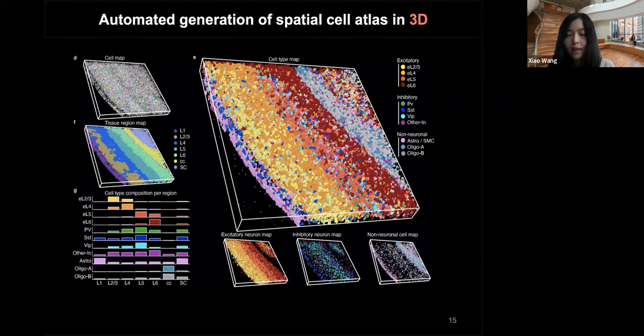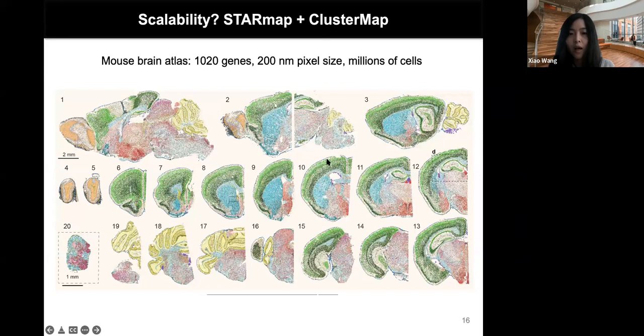Because we now have a really scalable experimental approach and computational approach to do cell typing inside the mouse brain, we first generated a really large scale mouse brain atlas with very high resolution. Here is one panel showing that we can conduct whole mouse brain cell typing with more than 1,000 genes measured directly at a 200 nanometer pixel size at million cells scale.